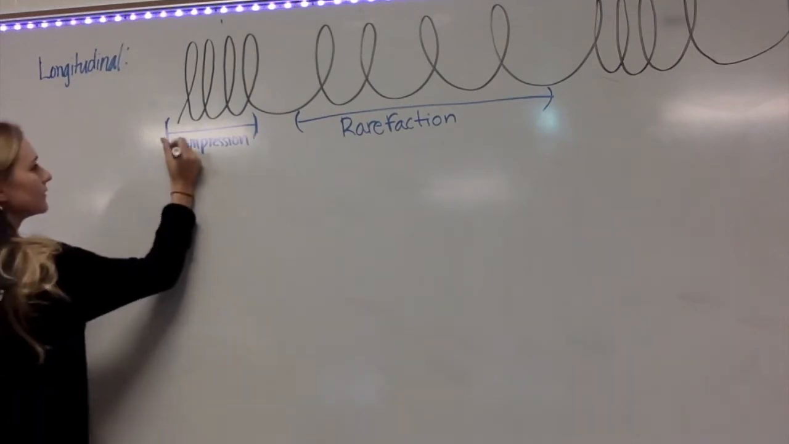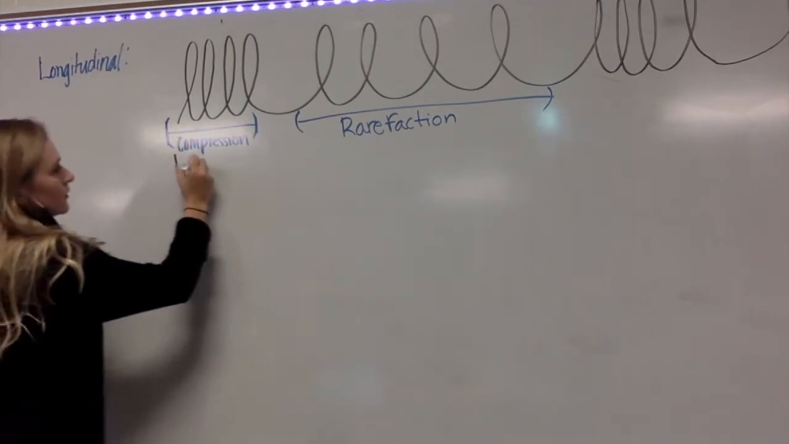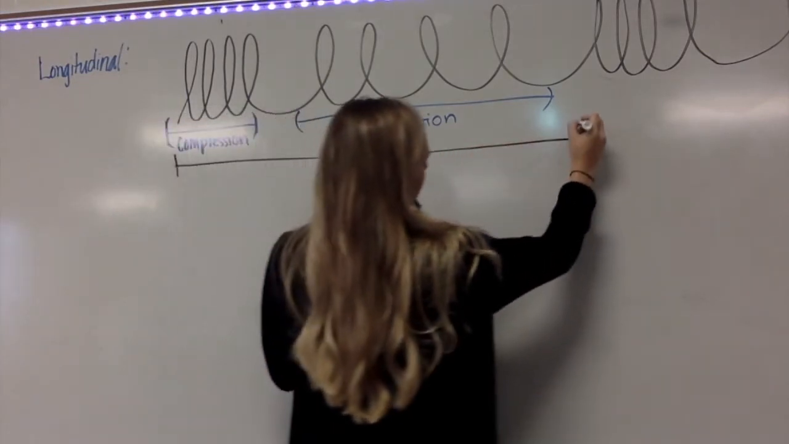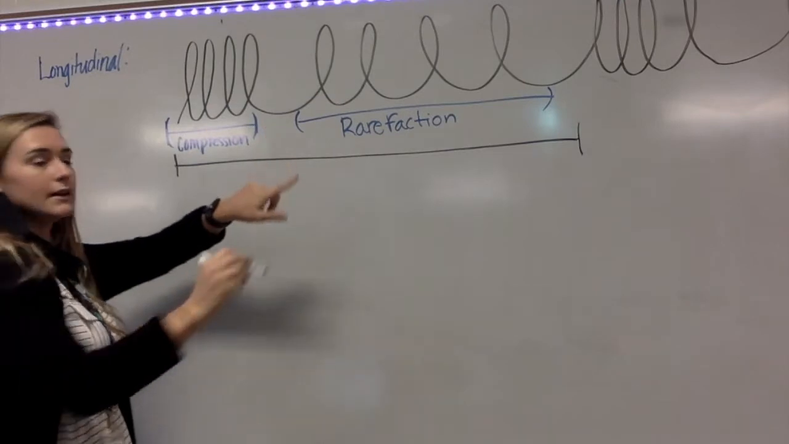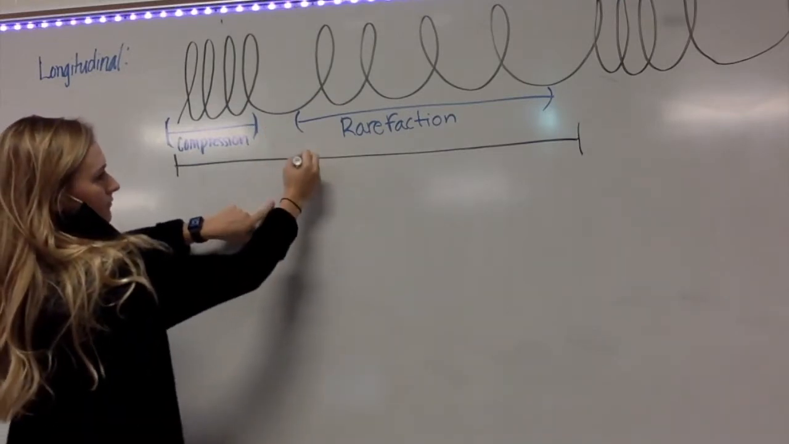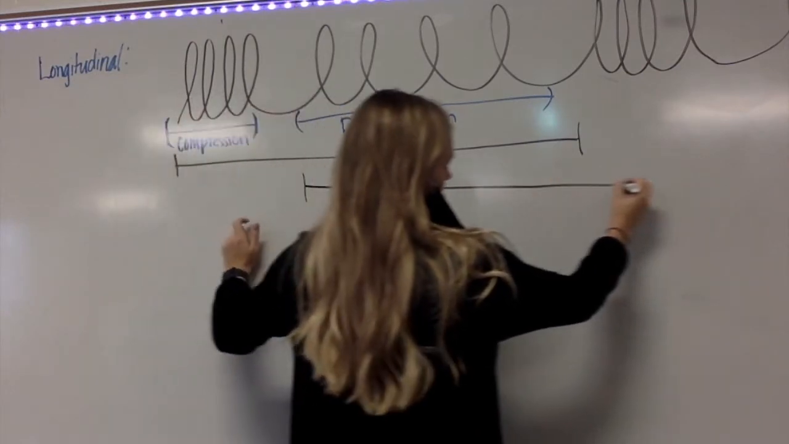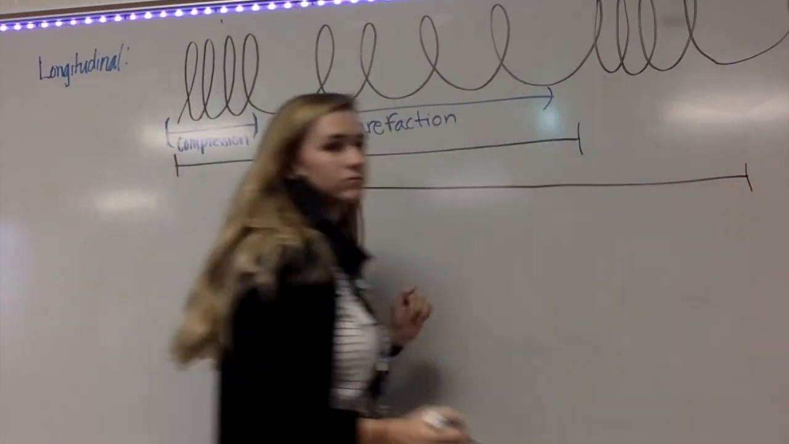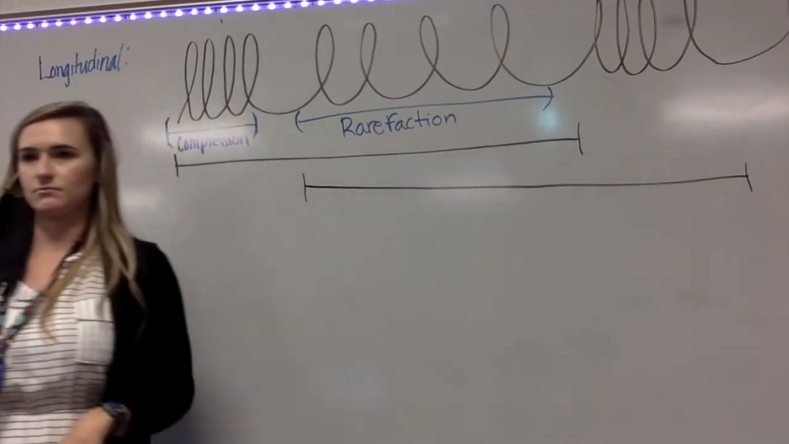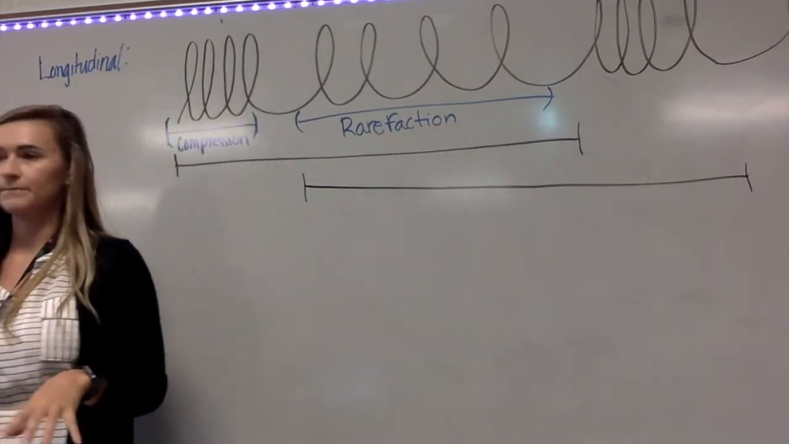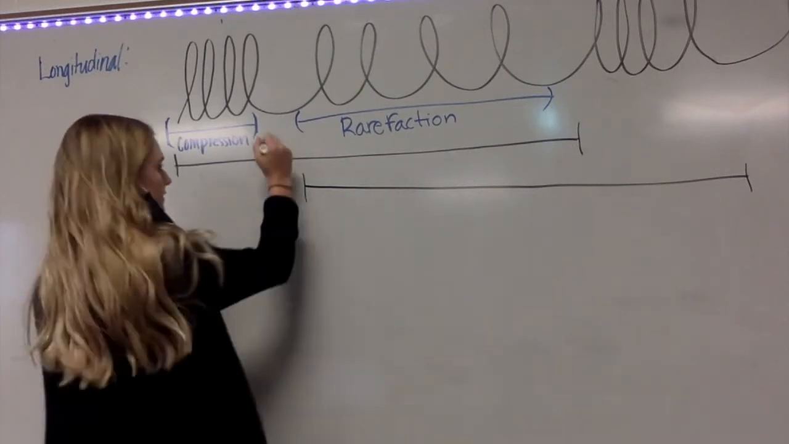So any beginning of a compression to the next beginning of a compression. Or any rarefaction, and I'll draw it, to the next rarefaction. You hear me? Or if I start at the end of the compression, it'll be the end of the next compression. Any identical point. So it's a whole rarefaction and a whole compression. So this is your wavelength here.